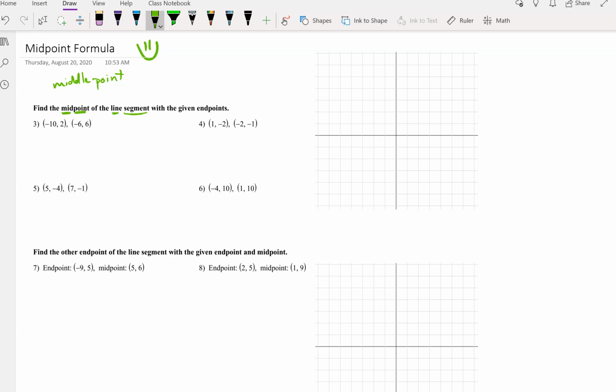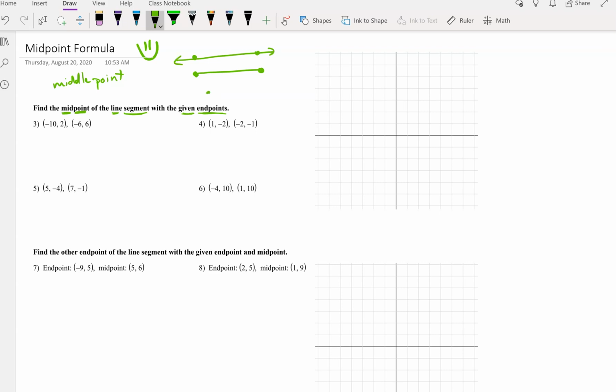Remember, a segment is going to have two endpoints. So when you see these given endpoints, you know that if you have two of them, you have a line segment, which is going to have a specific beginning and a specific end, as opposed to a line, which can pass through points but keeps going, right? That's going to be your line.